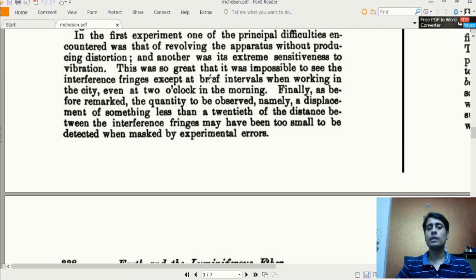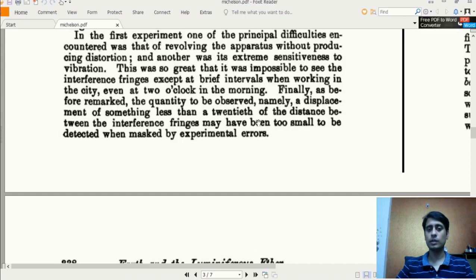This was so great that it was impossible to see the interference fringes except at brief intervals when working in the city. While you work in a city, there are many kinds of vibration, so it is very difficult to observe the shift in the fringes while you rotate the apparatus, because of the interference from many kinds of vibration around you. The experiment had to be done around 2 o'clock in the morning, at which the disturbances and unnecessary vibrations could possibly be avoided.